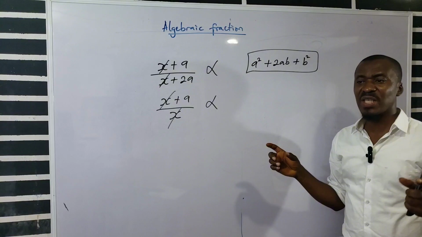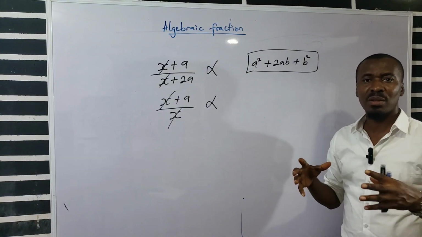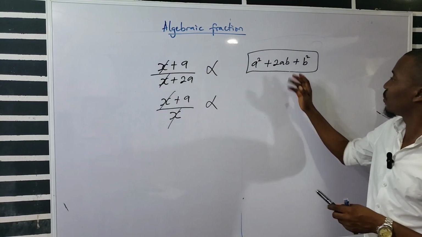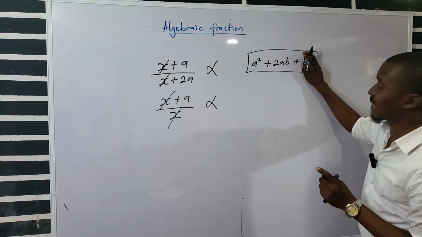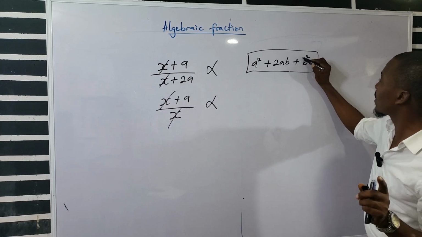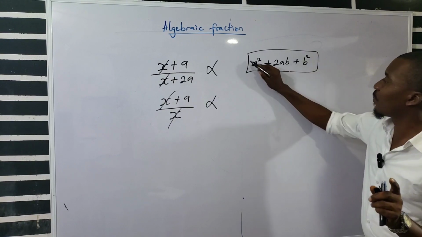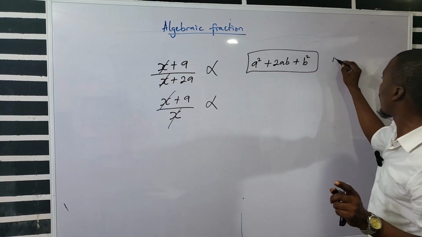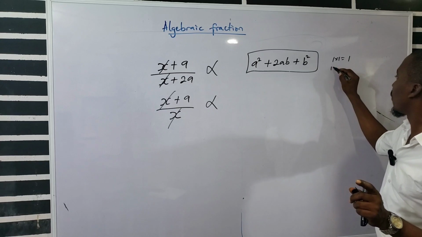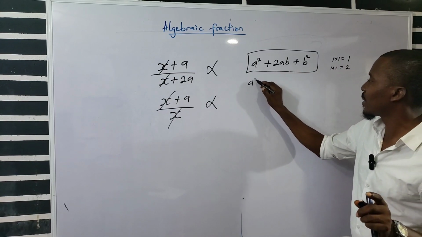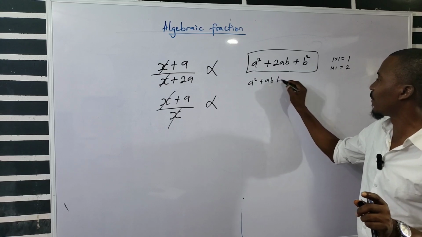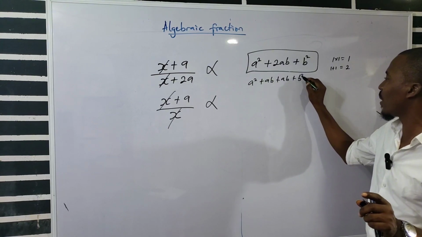So when you want to expand, just put your b. For example, if I want to do this, I will take b as a constant, as if it's not there. So what is the factor of b? 1. What is the factor of a? 1. So 1 times 1 will give us 1. 1 plus 1 will give us what? 2. So you expand this one: a square plus ab plus ab plus b square.